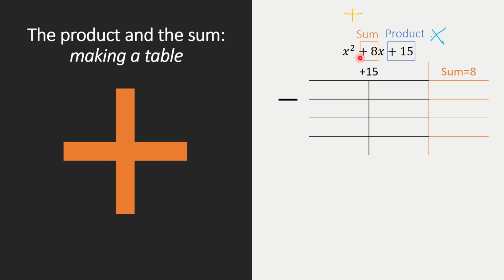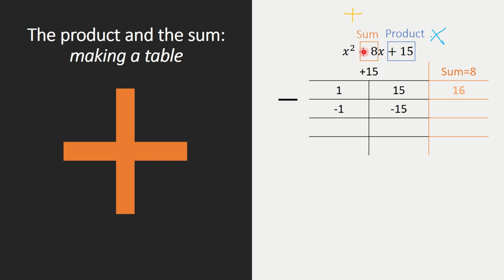Alright, so let's have a look. 15 over here for the product and the sum over there. We're going to search for a product, which the answer is 15. So 1 times 15 equals 15. The sum of this is 1 plus 15 is 16. This is not 8, what it needs to be.